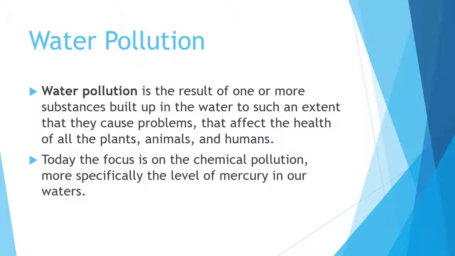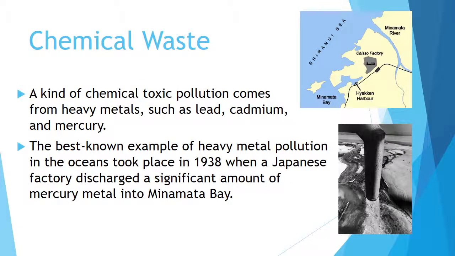Water pollution is a result of one or more substances built up in the water to such an extent that they cause problems that affect the health of all plants, animals, and humans. Today, the focus is on chemical pollution, or more specifically, the mercury in our waters. Chemical waste, a kind of chemical toxin pollution, comes from heavy metals, such as lead, cadmium, and of course mercury.